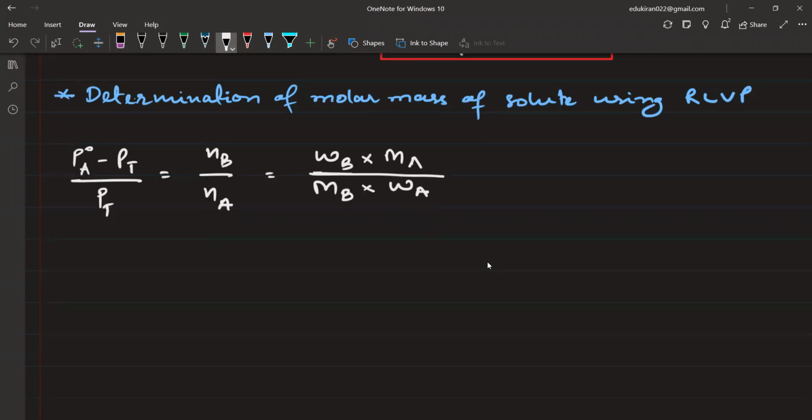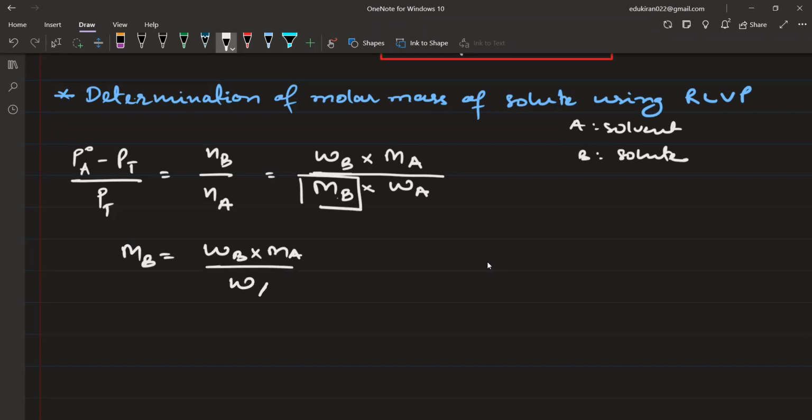A is solvent and B is solute. Now in this case, you have to find the molar mass of the solute, M B. Take M B to the other side. So M B is equal to W B into M A upon W A, multiplied by P total, which goes above, divided by P naught A minus P total. Write this down. This is for without any assumption.